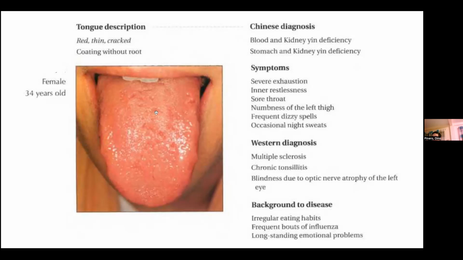The patient has symptoms of severe exhaustion, inner restlessness. There is sore throat, numbness of the left thigh, frequent dizzy spells, occasional night sweats. Sa Western diagnosis, ang patient mayroong multiple sclerosis, there's chronic tonsillitis, there's blindness due to optic nerve atrophy of the left eye. Sa background of disease, the patient, there is irregular eating habits, frequent bouts of influenza, and long-standing emotional problems.